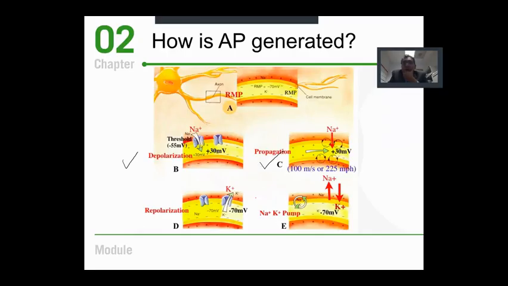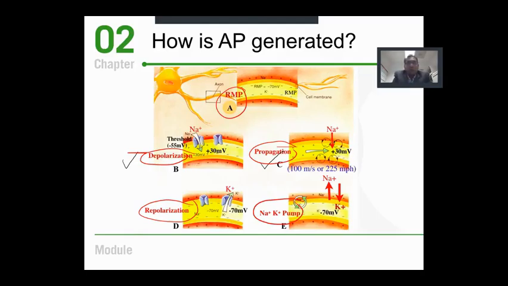There are four or five stages. The first one is the resting membrane potential when the neuron is not stimulated. The second one is depolarization. The third one is the propagation. The fourth one is the repolarization. And the last one is the sodium potassium pump.